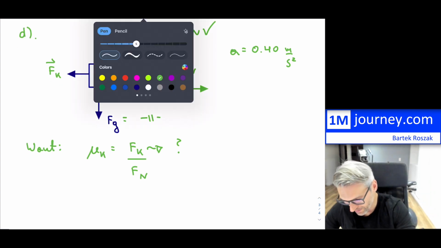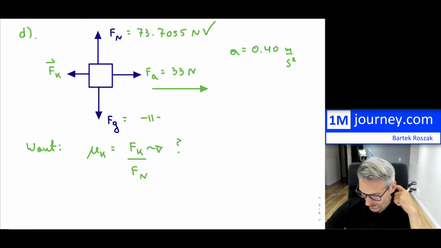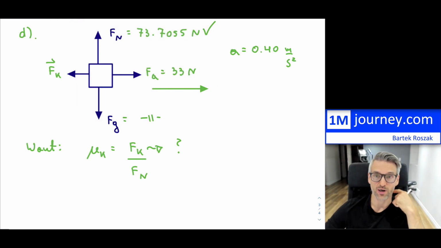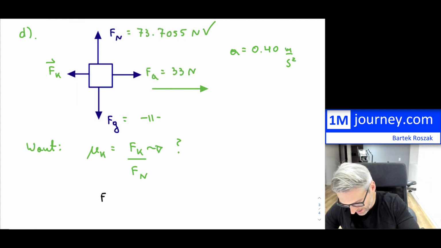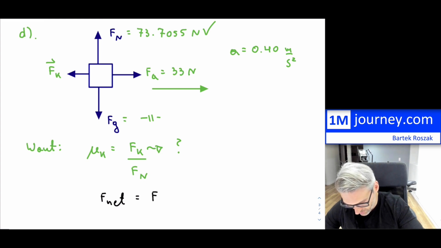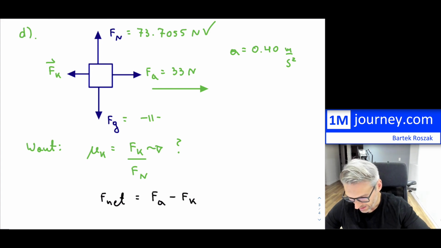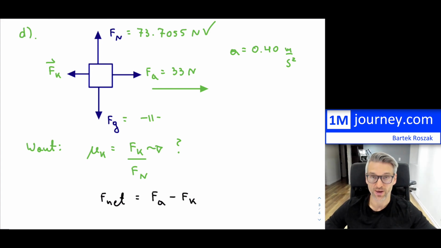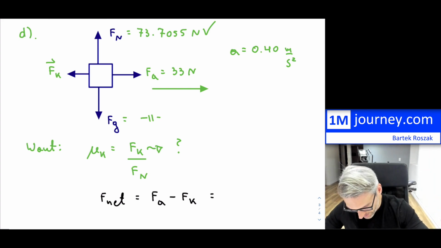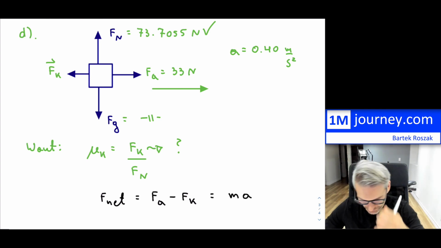Let's think back to Newton's second law. F net is your total force. In this case, it's whatever applied force you have minus your kinetic friction. Notice they're in the opposite direction, hence the minus there. I'm dropping the vector symbols here. F net is supposed to be equal to mass times acceleration.